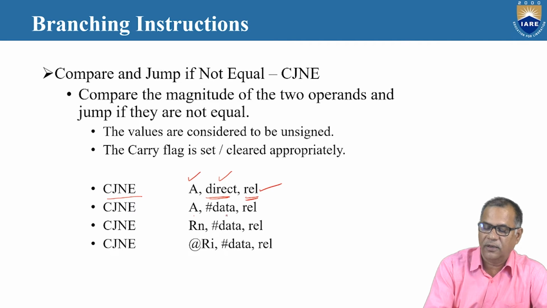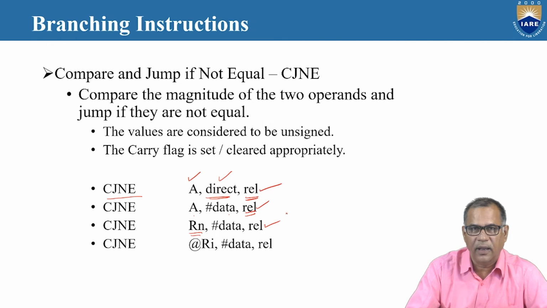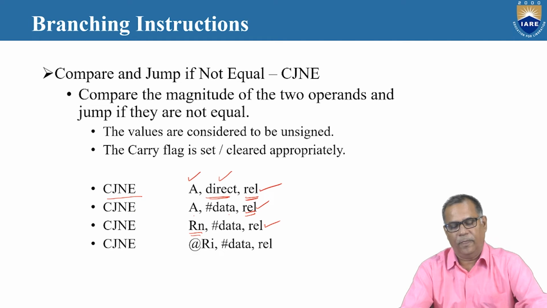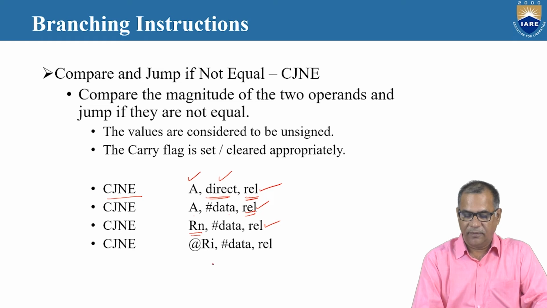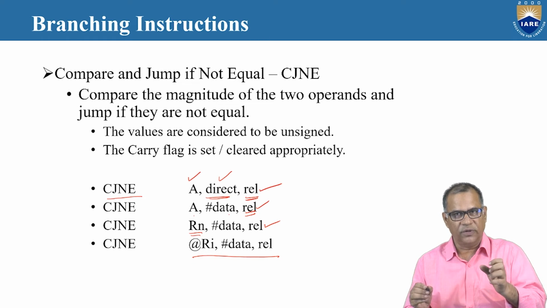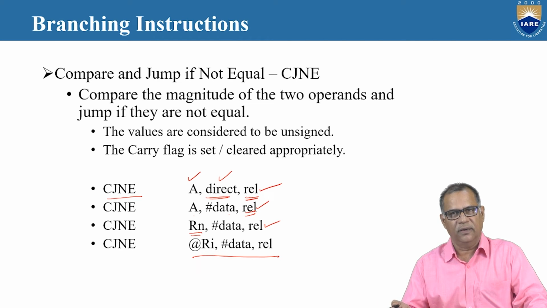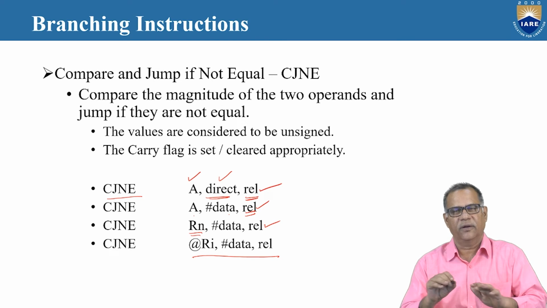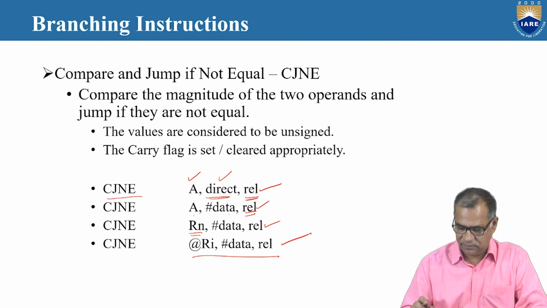The contents of the accumulator are compared to the data, and if they are not equal, then the branching is done here. Similarly, compare, jump, not equal Rn. The contents of the register are compared with the immediate data, and then the branching is done if they are not equal. And this is the indirect form of addressing. The comparison is done when one of the operands is stored at the address given in the register, and it is compared with the data which is given as a part of the instruction. If they are not equal, then the branching is done.